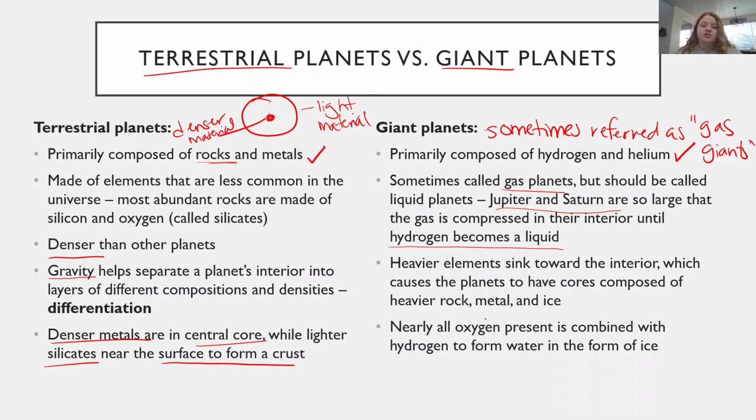Nearly all of the oxygen that's present on any of these planets is combined with hydrogen to form water that will be in the form of ice. And again, that's due to this sinking of the heavier elements, and oxygen would be much heavier than a hydrogen or helium atom. Okay.